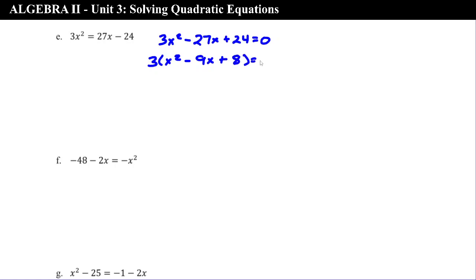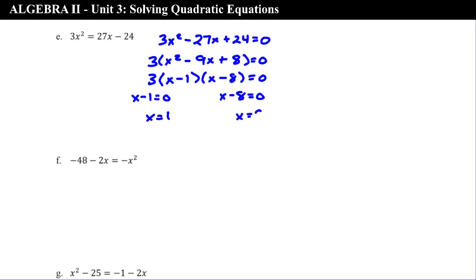We factor this in the parentheses, two numbers that multiply to give us 8 and add to give us negative 9. That would be negative 8 and negative 1. So you have x minus 1 times x minus 8, and then we split it up. X minus 1 equals 0, x minus 8 equals 0. So x is either 1 or x is 8.